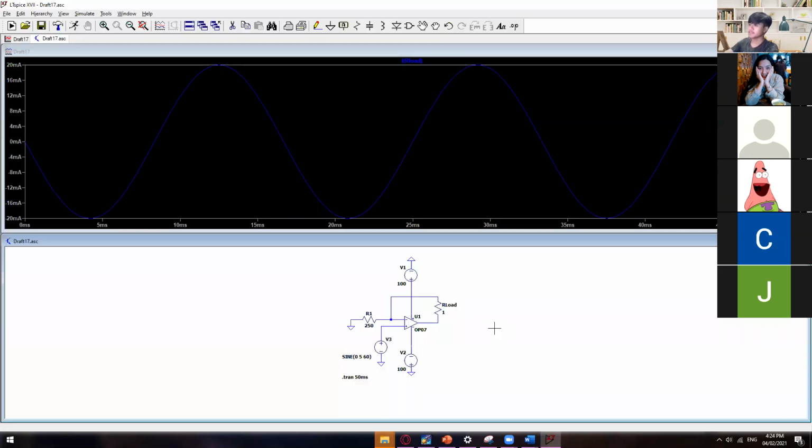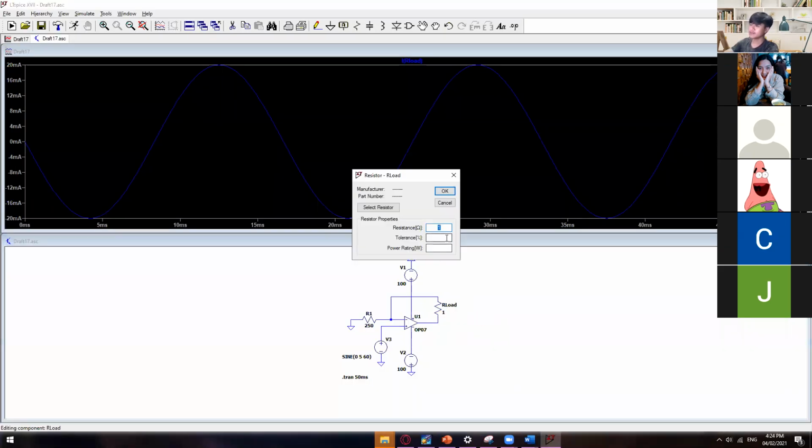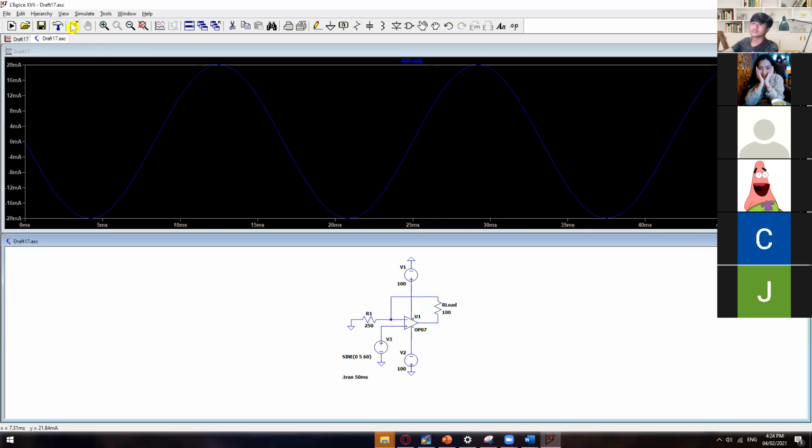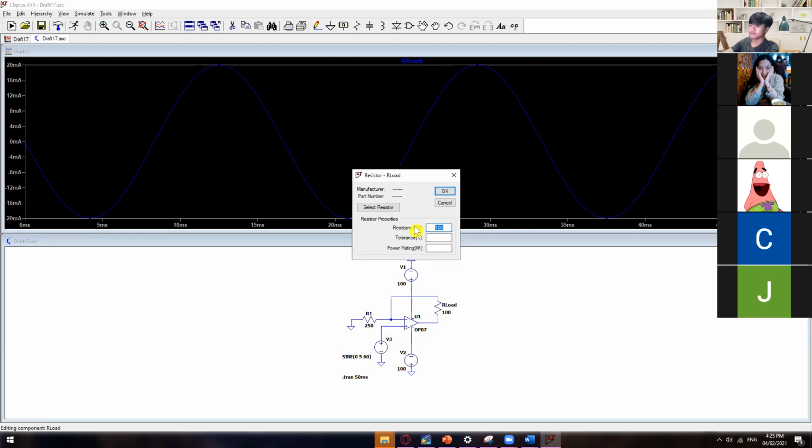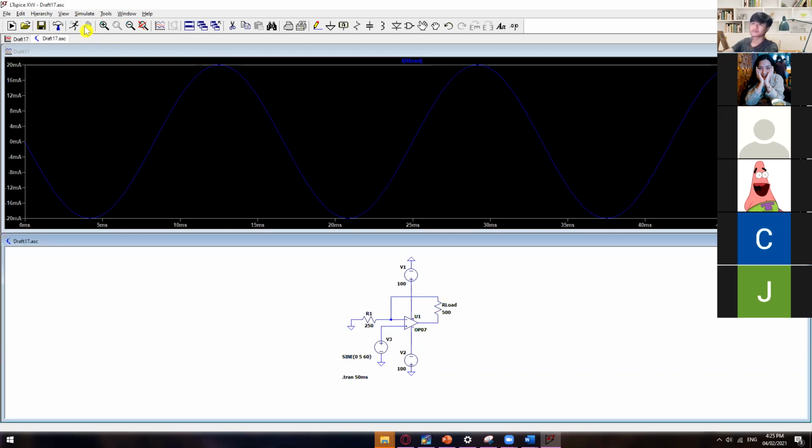Okay, and then let's see if there are changes, let's say we get a higher resistance, say 100 ohms. As you can see, no changes. Still the same negative 20 to positive 20 milliamps. How about if it's 500 ohms? There are still no changes.